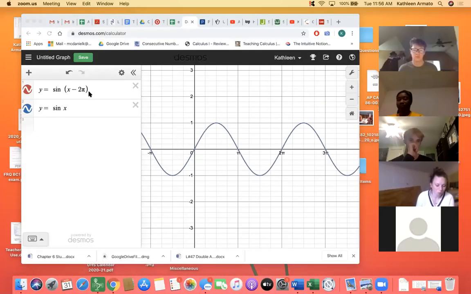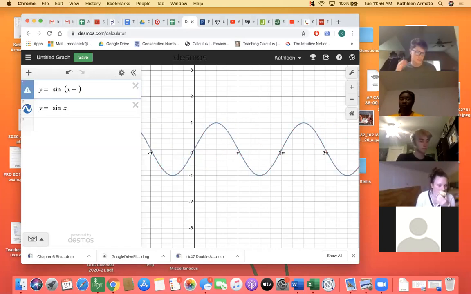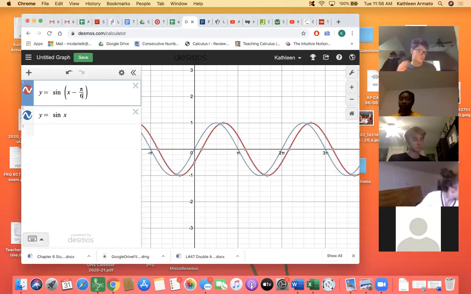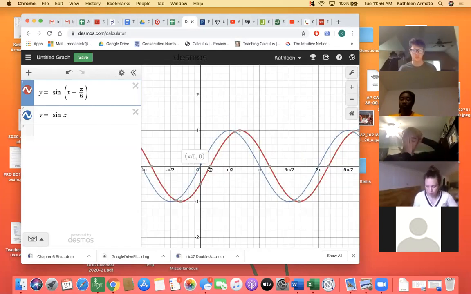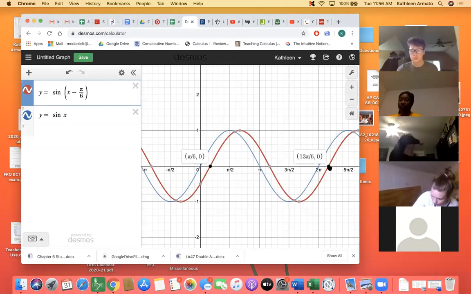And one more time, go back to Desmos. So the x minus pi over 6, if I look at where it started at pi over 6 and ended at 13/6 pi, we just added pi over 6 to 0 and pi over 6 to the 2 pi. So that is what I was getting there. All right.